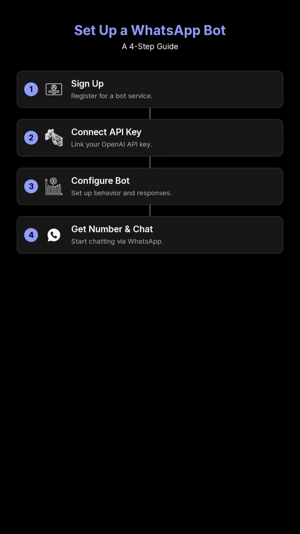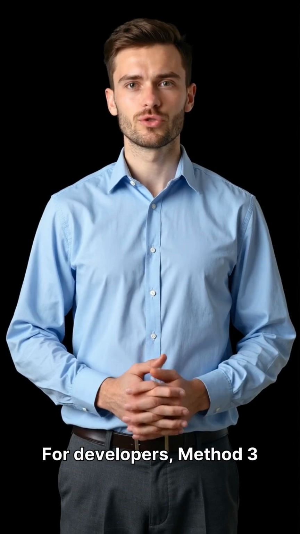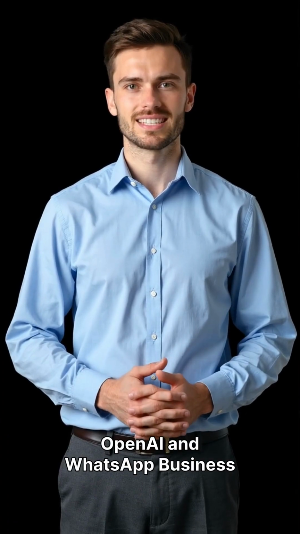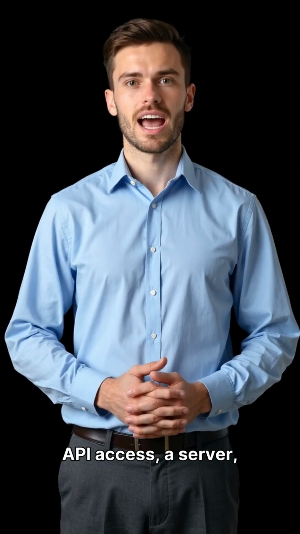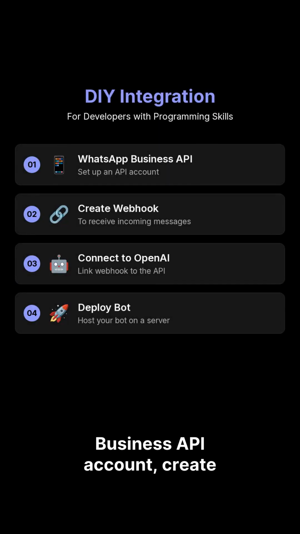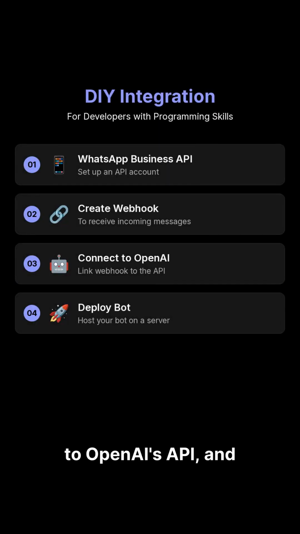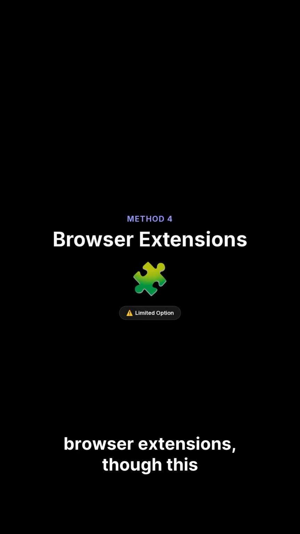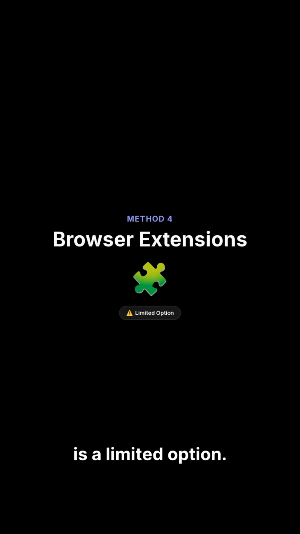to start chatting. For developers, Method 3 is DIY integration, needing OpenAI and WhatsApp Business API access, a server, and programming skills. Set up a WhatsApp Business API account, create a webhook, connect it to OpenAI's API, and deploy your bot on a server. Finally, Method 4 explores browser extensions, though this is a limited option.